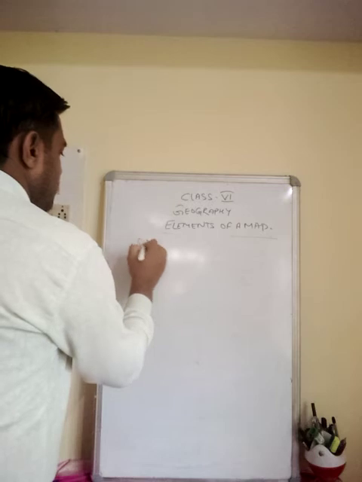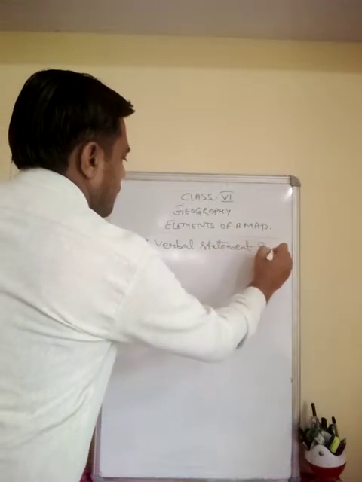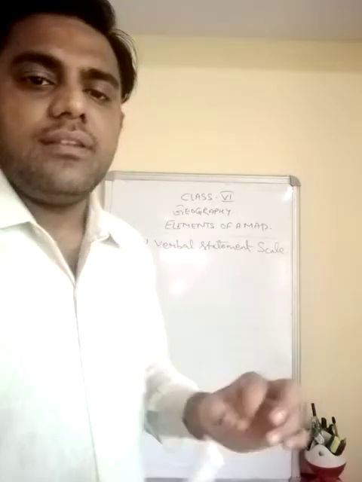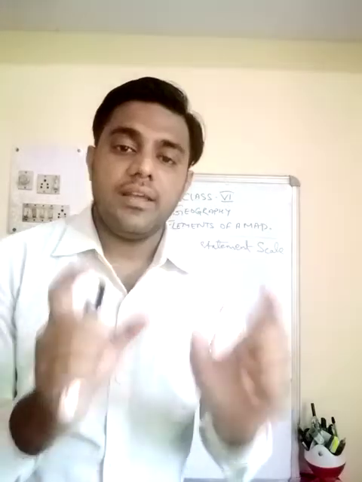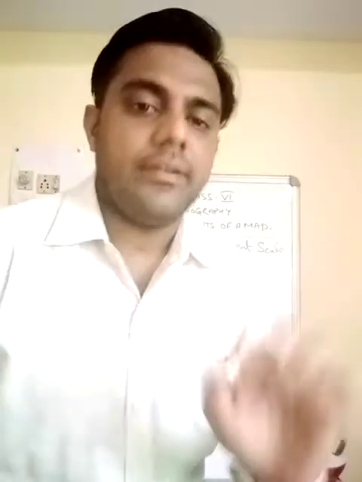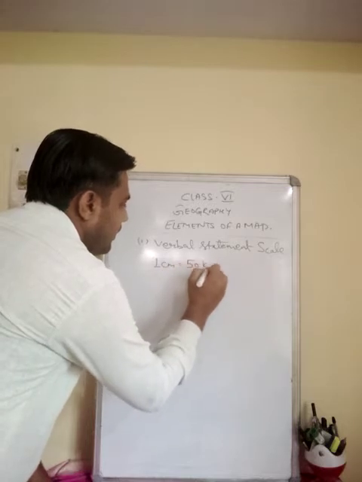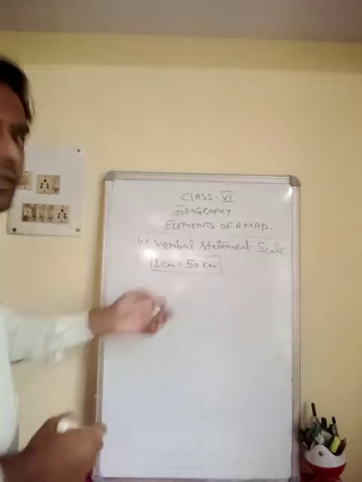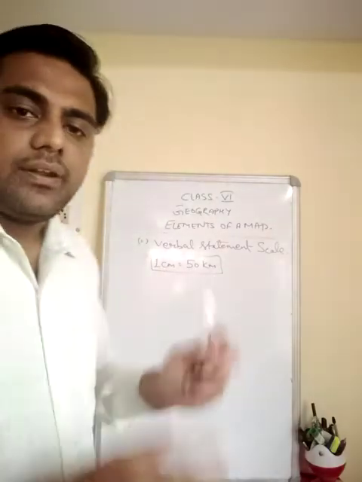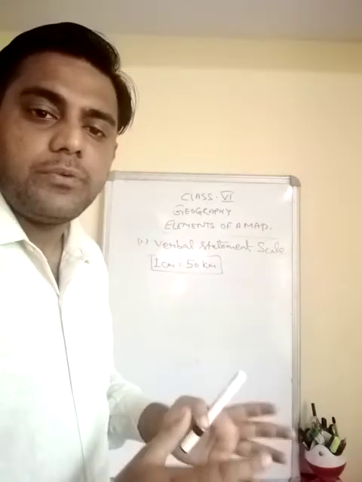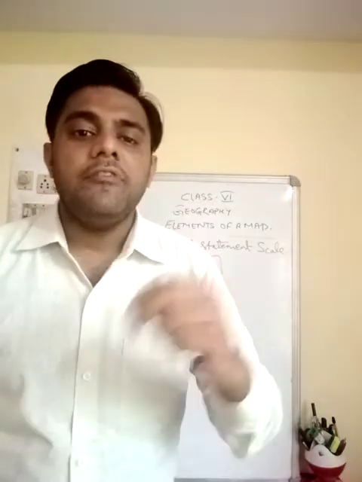The first one we have is a verbal statement scale. Verbal statement scale is nothing, dear children, but a simple sentence which shows what is the distance between two objects on a map and what is their actual distance on the ground. It is just a simple statement. For example, in the map, in the lowermost corner, if you see this one, 1 centimeter equals 50 kilometers. Only this much will be mentioned in the lower corner of the map. If this is mentioned, then what we have to understand is, 1 centimeter is the distance on the map, 50 kilometers is the actual distance between the given places on the ground. So verbal statement scale is one of the simplest forms of scale, very easy to understand.